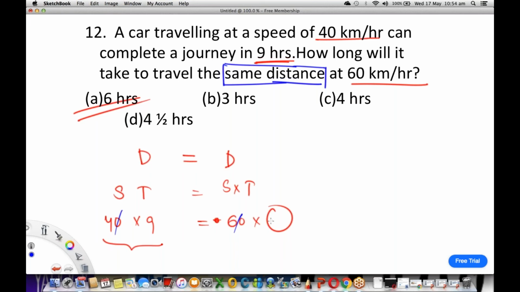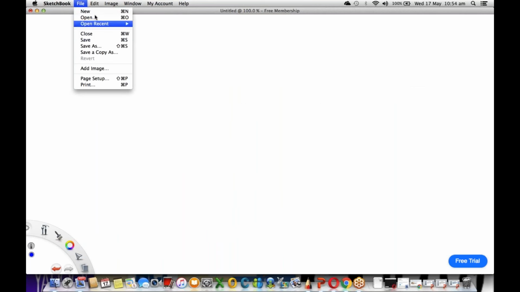36 by 6 is nothing but 6. So you can fix your answer choice as 6. And you never do all these calculations when you find this question in the examination.